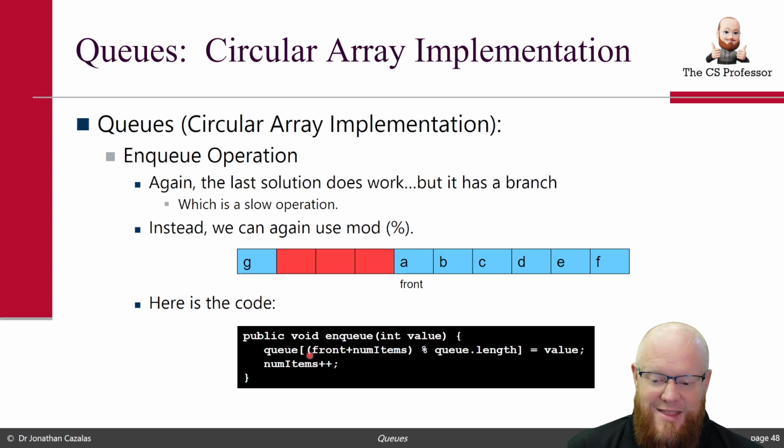It goes at this index right here, which is front plus num items, mod the length of the queue. That will give you the index taking care of wraparound, and then simply you increment the number of items.